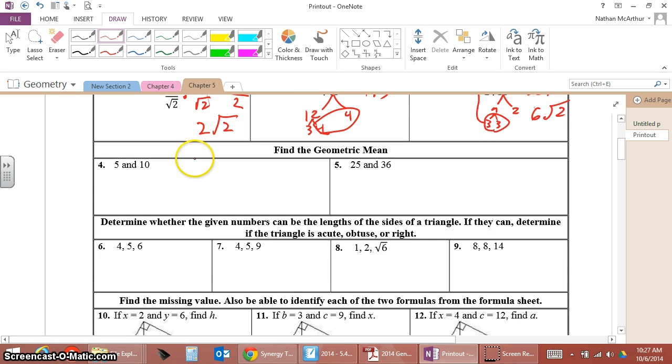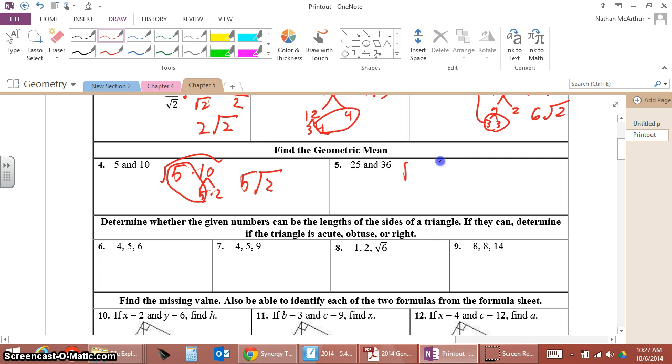Find the geometric mean of the numbers. So I take 5 times 10 square root. 10 splits to be 5 times 2. I've got a pair of 5's. And I say the answer is 5. 2 still underneath. There's my geometric mean.